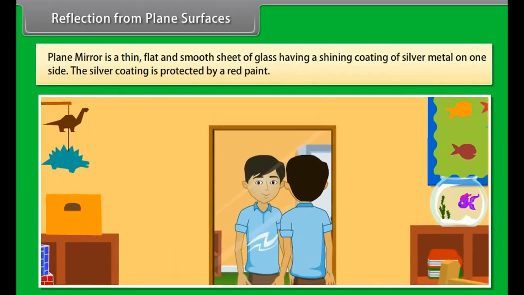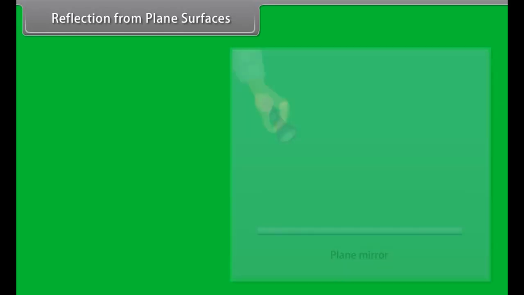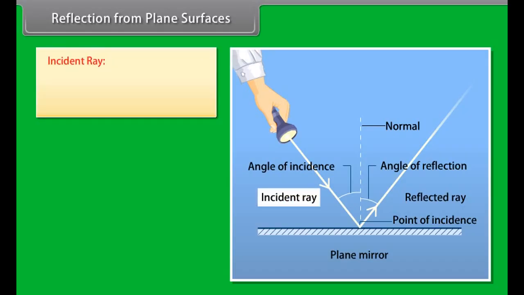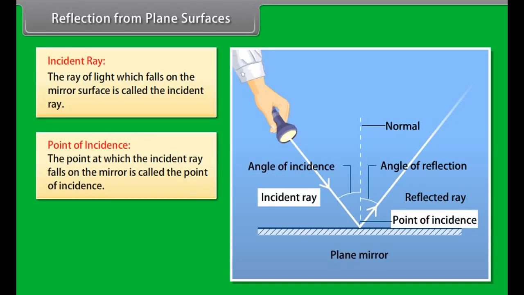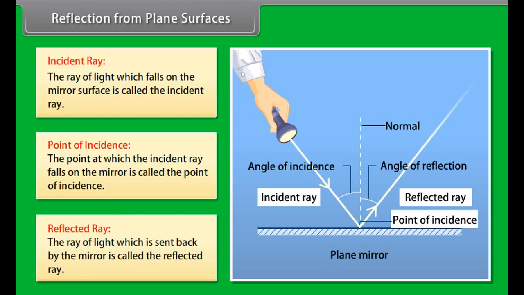Plane mirror is a thin, flat, and smooth sheet of glass having a shining coating of silver metal on one side. The silver coating is protected by a red paint. Meaning of important terms are as follows to understand the figure. Incident ray. The ray of light which falls on the mirror surface is called the incident ray. Point of incidence. The point at which the incident ray falls on the mirror is called the point of incidence. Reflected ray. The ray of light which is sent back by the mirror is called the reflected ray.